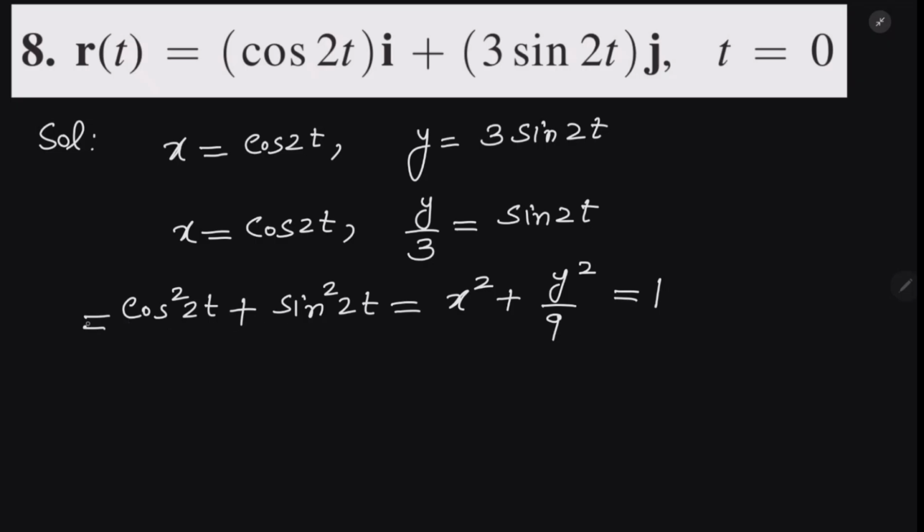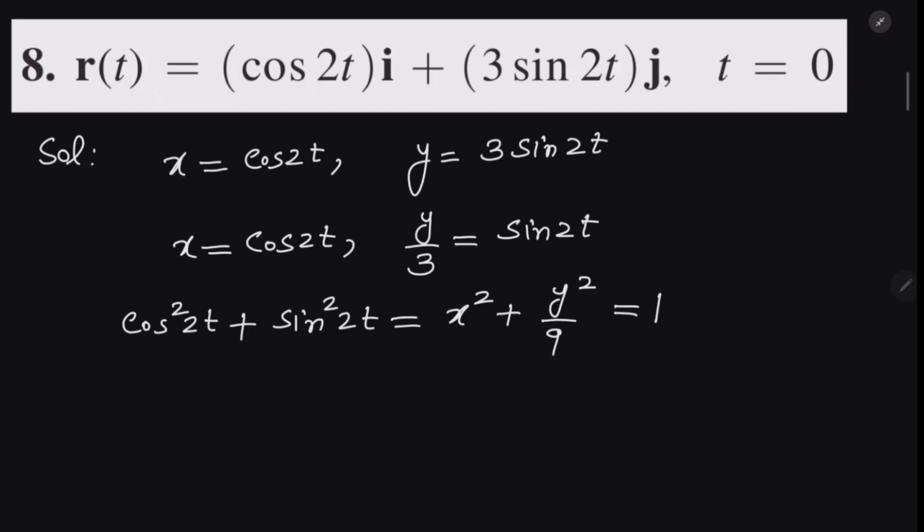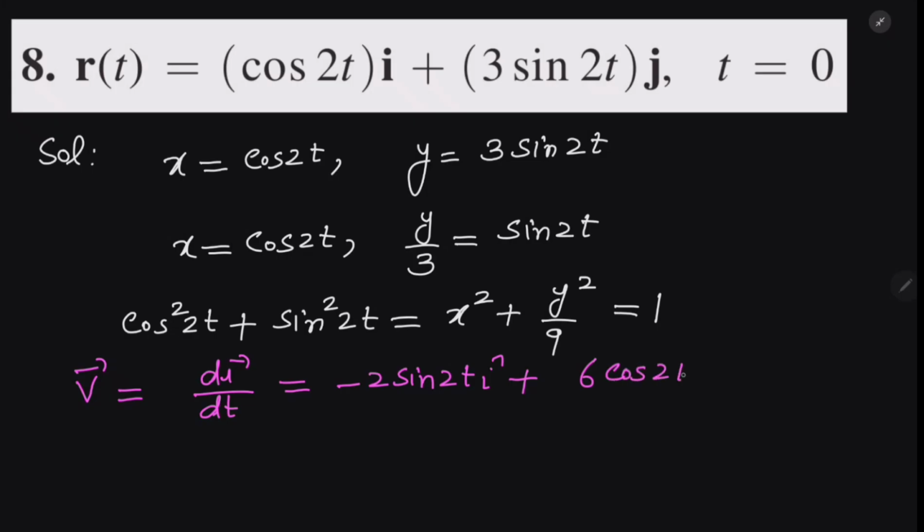Since cos square theta plus sine square theta is equal to 1, that's why the right hand side is equal to 1. Okay, now we identify the velocity and we find the velocity and acceleration. Velocity is dr by dt, which is minus 2 sine 2t i plus 6 cos 2t j.